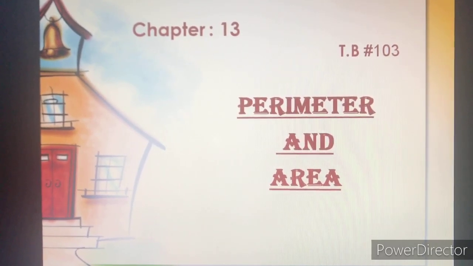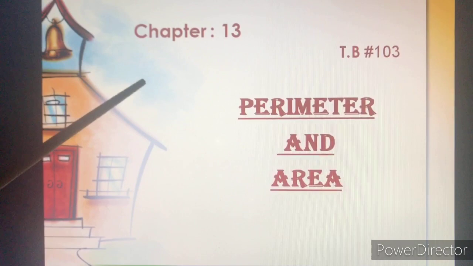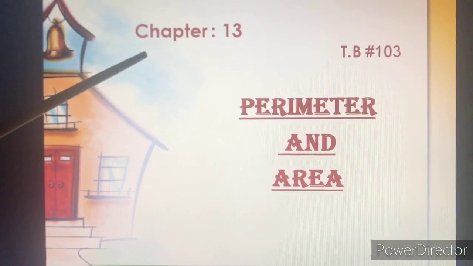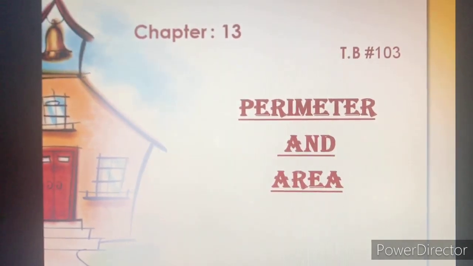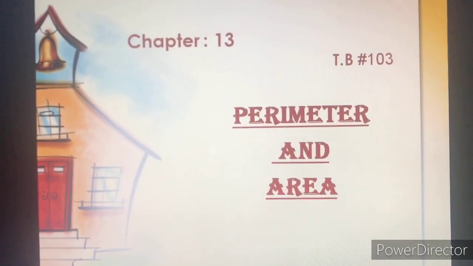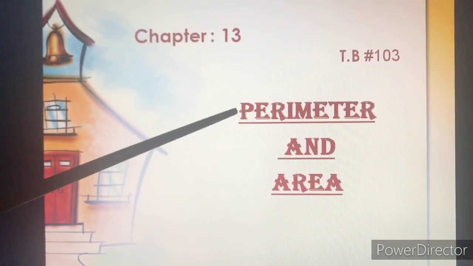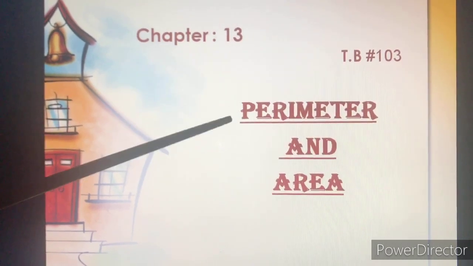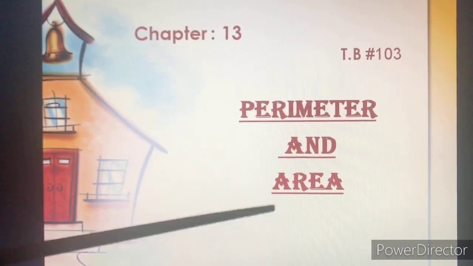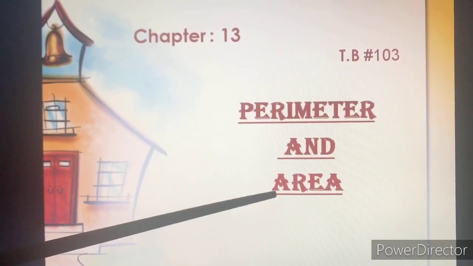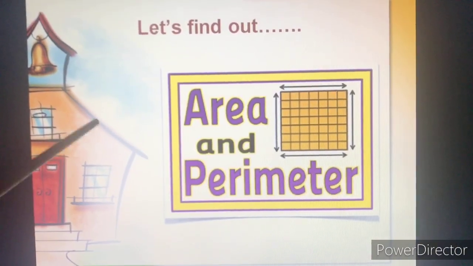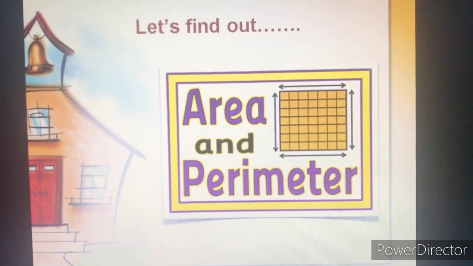Today we are going to start a new chapter, that is chapter number 13. Please open textbook page number 103. Very good. So the name of the chapter is Perimeter and Area. Well done. So first of all, we will find out what is area and perimeter.